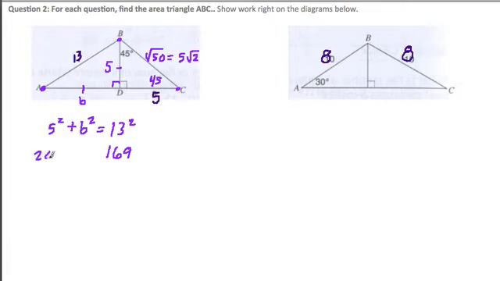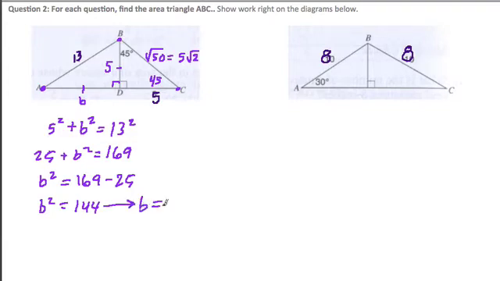5 squared is 25, plus b squared. And we can solve for b squared by subtracting 25 from 169. And that, of course, gives us 144. That equals b squared, so b equals the square root of that, and b equals 12. Once we know that, we have our base, where b is 12, plus DC, which is 5, so it equals 12 plus 5, or 17. And our height is the other leg right here, which is equal to 5.